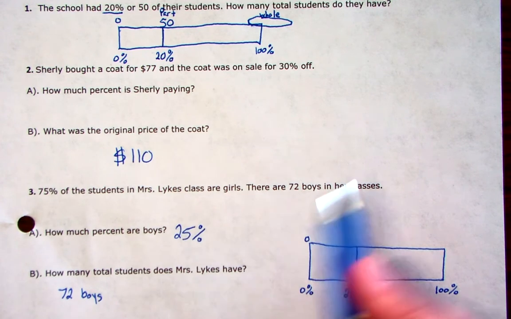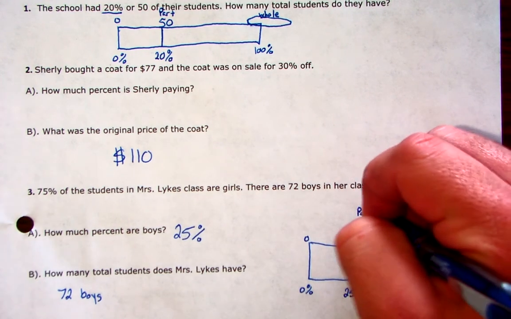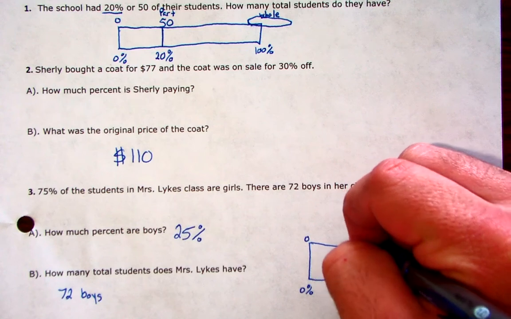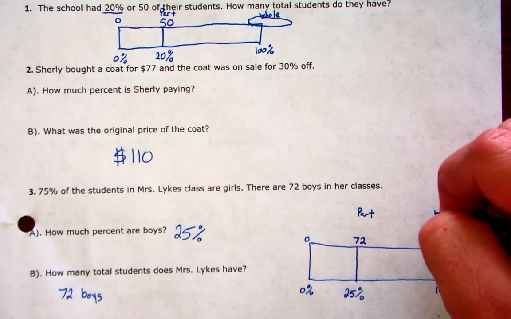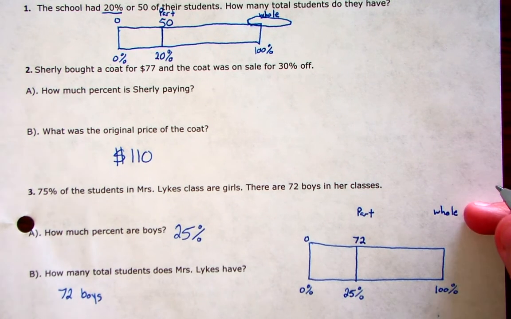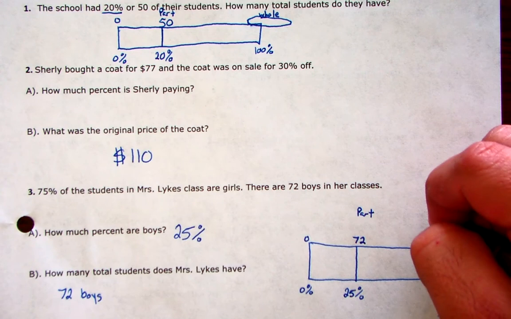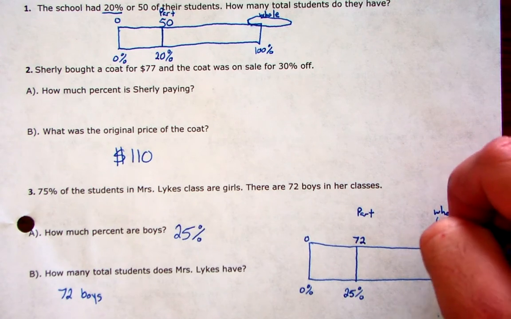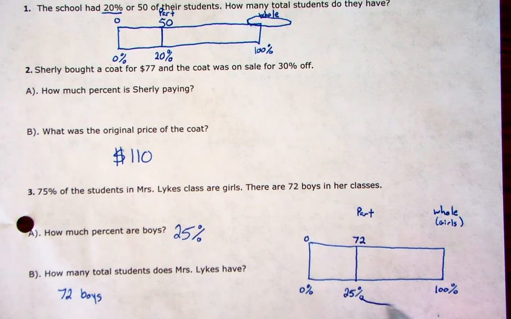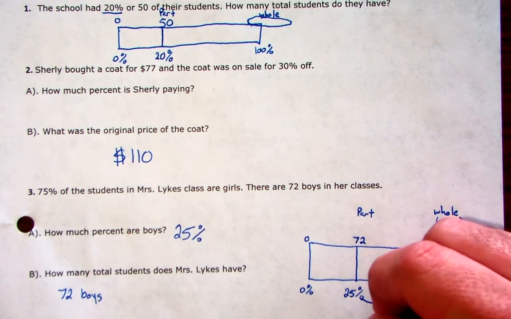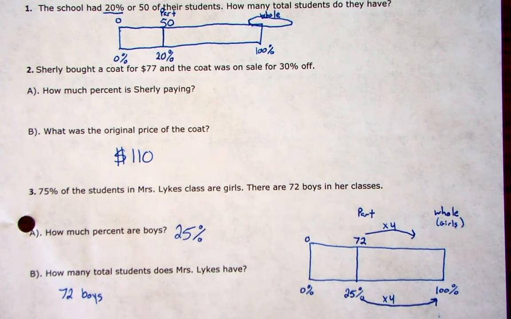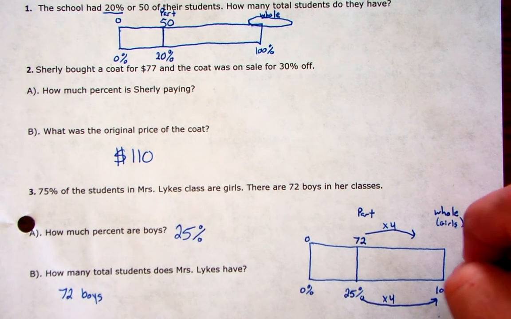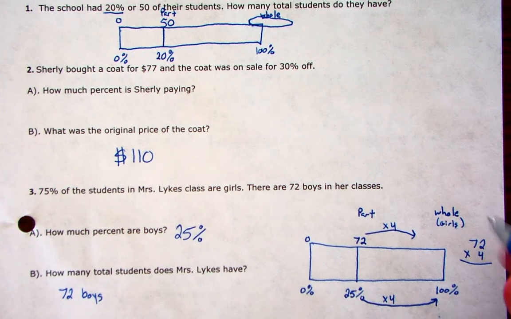We also know that the part, there are 72 boys. We need to figure out the whole. The whole in this case is going to give us how many students are in the class. Well, let's see. I have a scale factor. To get from 25 to 100, you have to multiply by 4. So what is 72 times 4? Well, let's see here. 72 times 4. 4 times 2 is 8. 7 times 4 is 28.